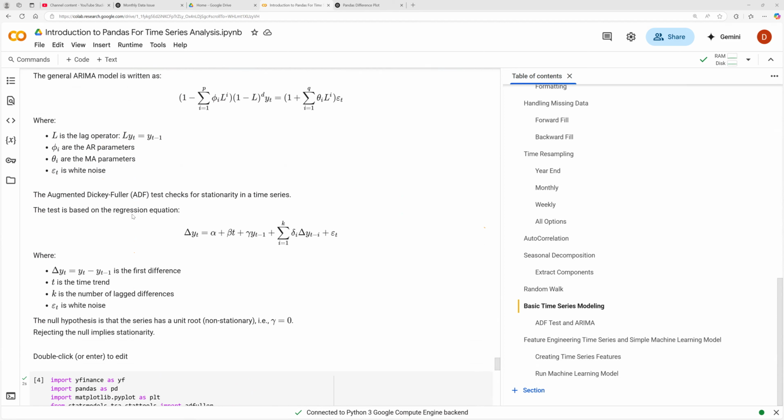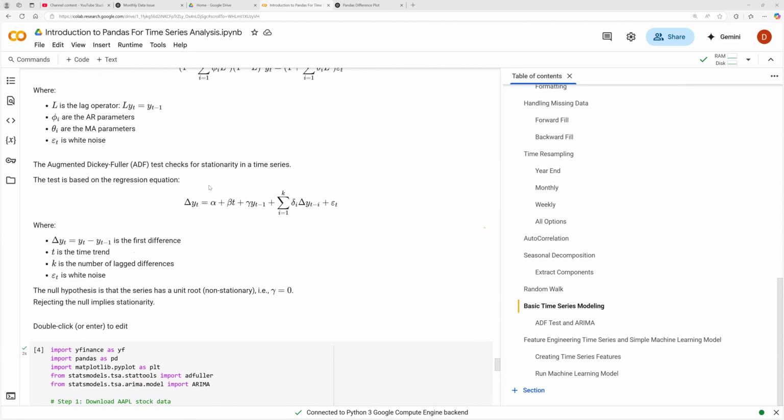Now, statistical inference in general has a bunch of hypothesis tests, like the t-test, normality test, and whatnot. Time series also does, and this is one of them. There are multiple hypothesis tests for time series. But for the sake of this tutorial, I'm just going to be talking about the augmented Dickey-Fuller.